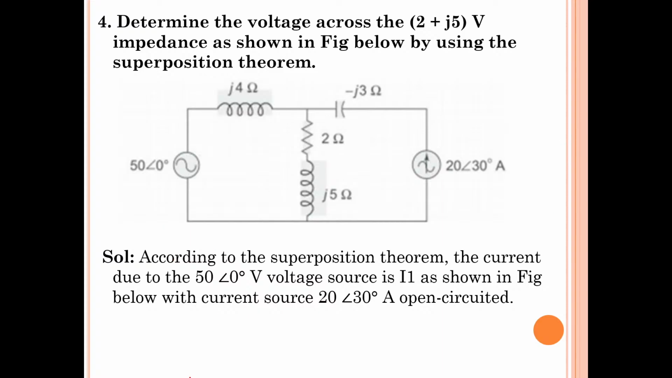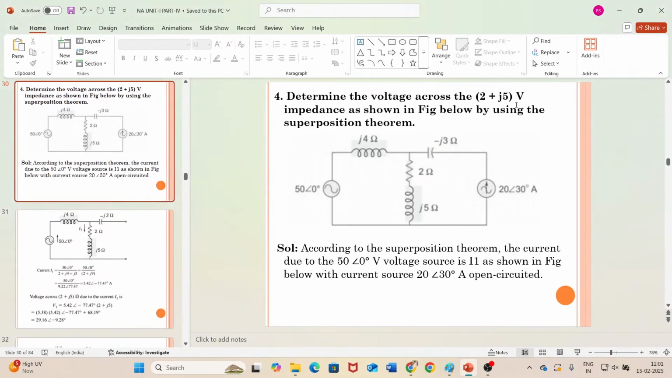Okay, so let us consider one more numerical problem here. Determine the voltage across 2 plus j5 ohms. Here there is a resistor and an inductor, 2 plus j5. Oh, I have written volts. It's wrong. It is ohms, not volts.